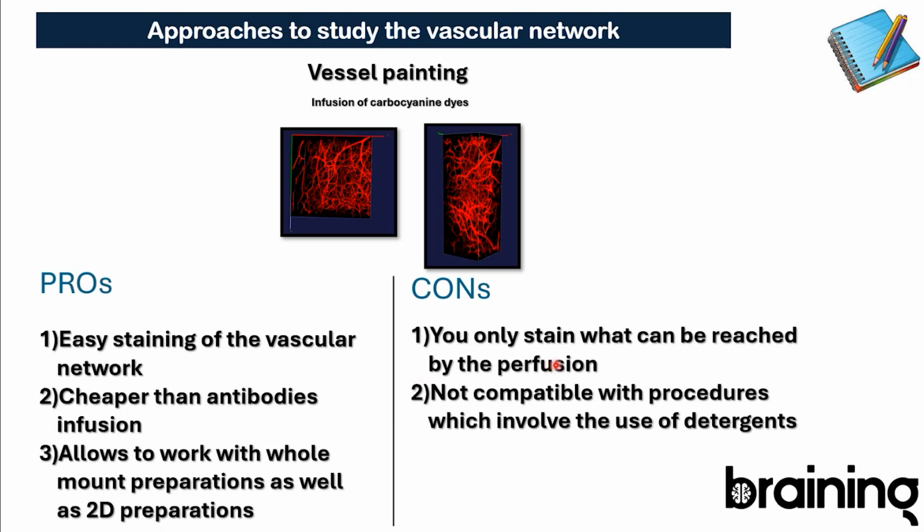Obviously, the problem is if there is any issue in the perfusion, so thrombi or some issues in reaching specific regions, you will not be able to label the vasculature in that place. And on the other hand, since this is a lipophilic dye, if you plan to use detergents in your analysis eventually, so you want, for instance, to run an immunohistochemistry on the tissue that you retrieved after this labeling, detergents will delipidize the tissue, so you will remove also the tracer. So you must be careful about this and take this into account.